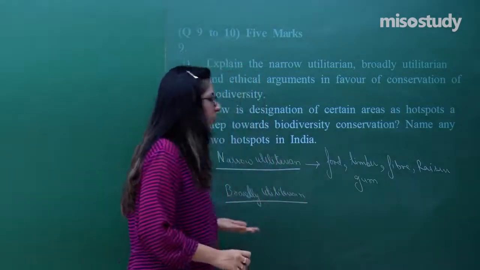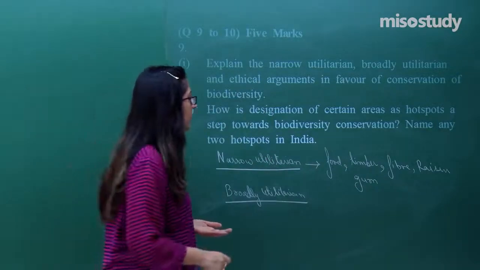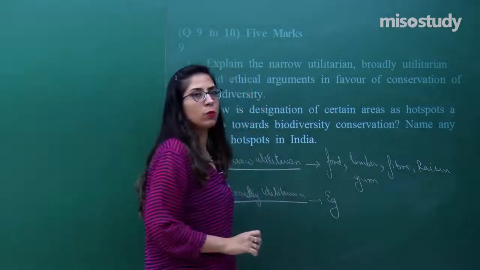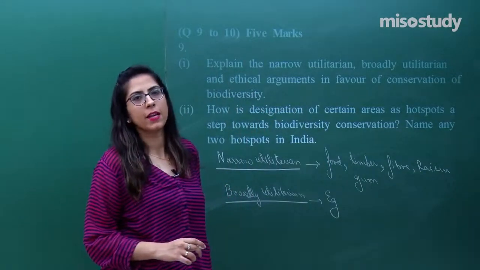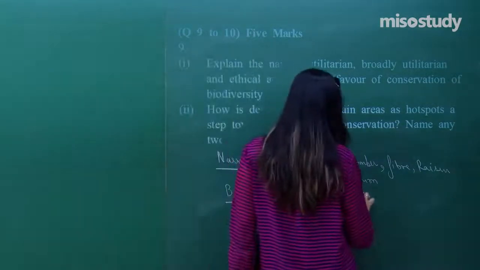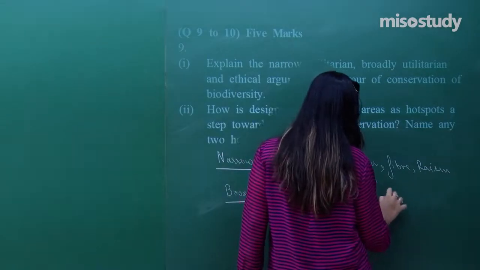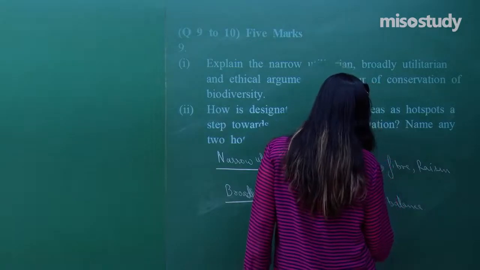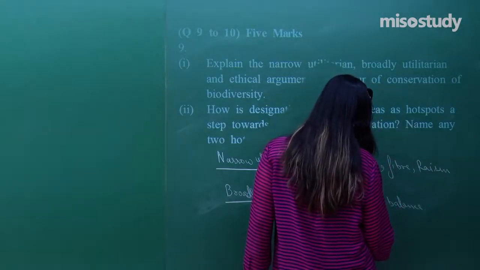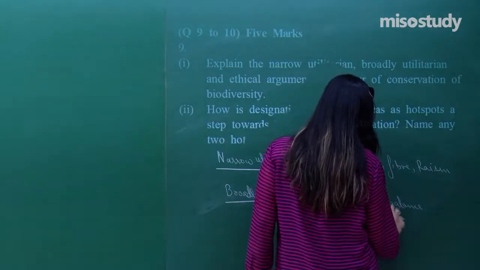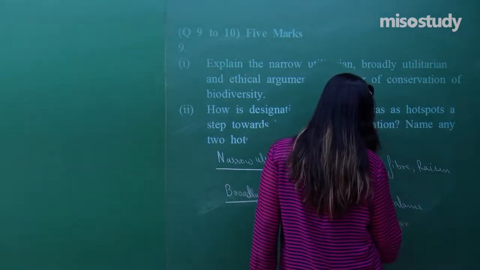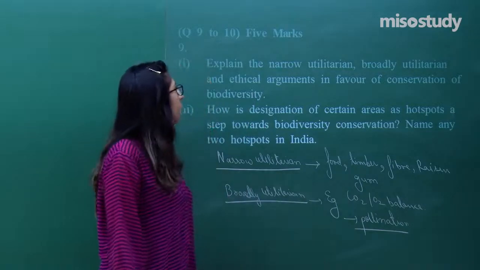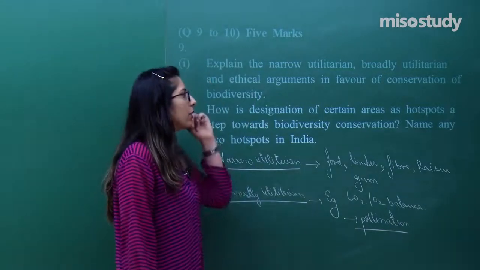Right? To talk about the broadly utilitarian. In the broadly utilitarian, we have the example that they act as a very good source for balancing the carbon dioxide and oxygen level. They act as a pollinator as well. Pollination, right?